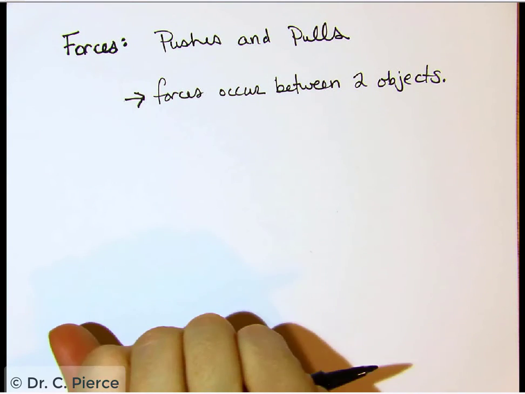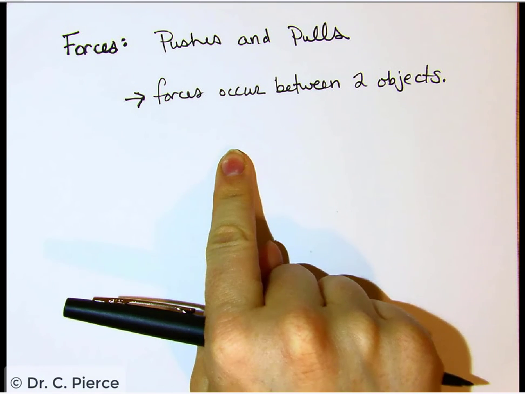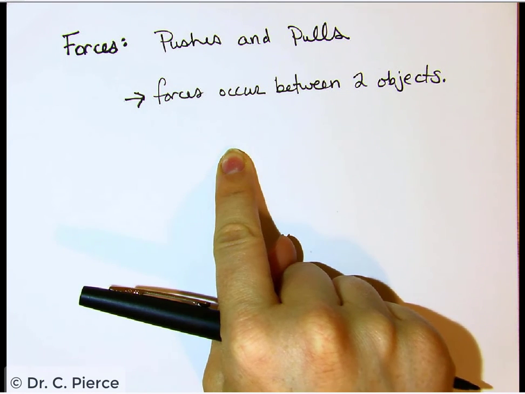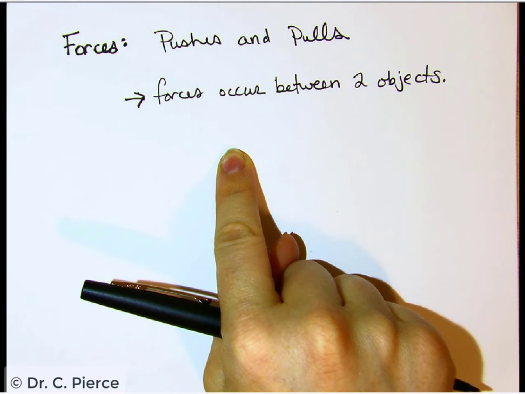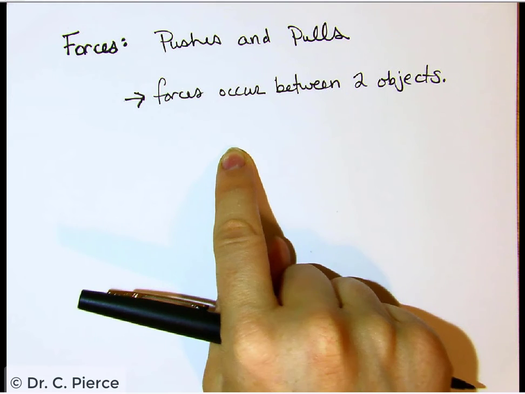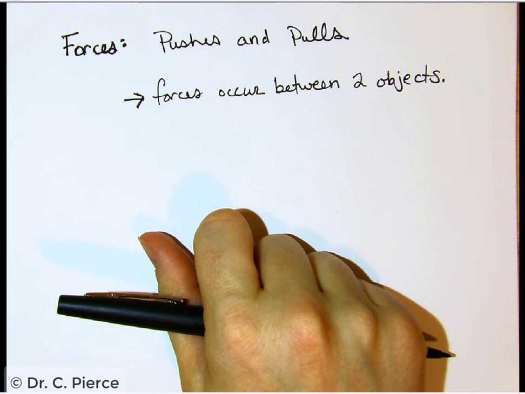So let's make up an example where it's my finger and the paper. My finger can press on the paper. But that also means that the paper is going to be pushing back on my finger, right? I push down on the paper and the paper is going to push back up on me. So for it to be a force, you should be able to identify the two objects that are interacting.